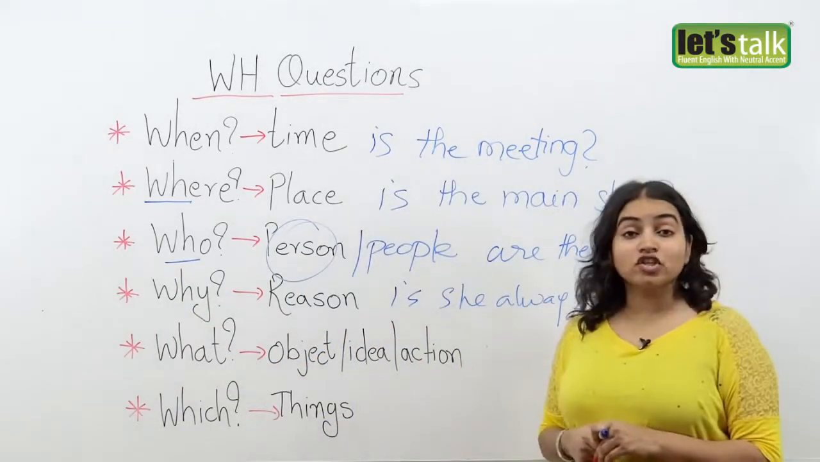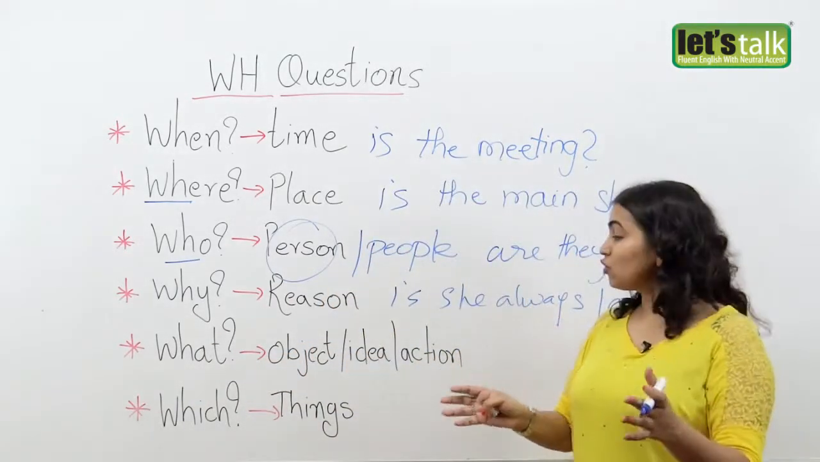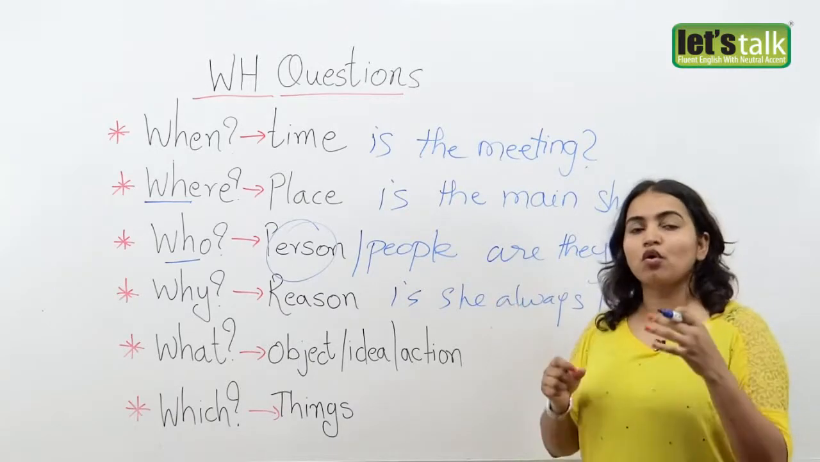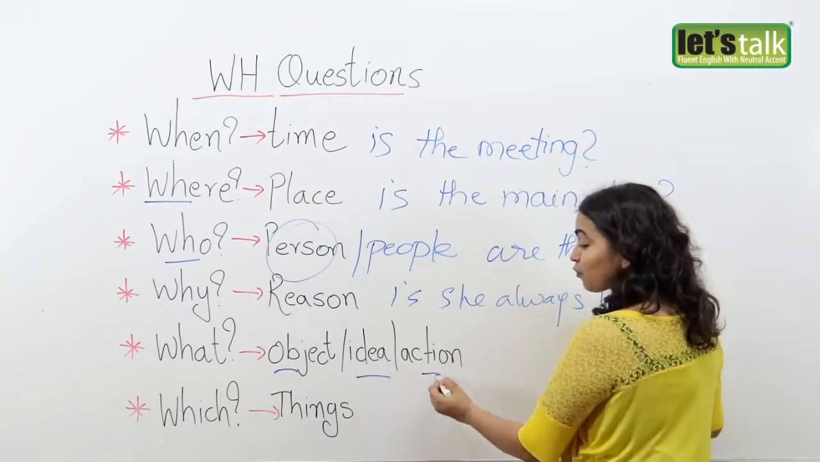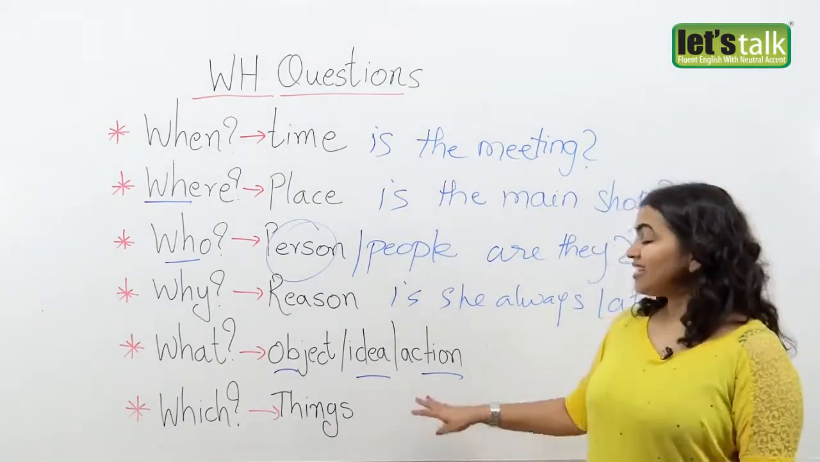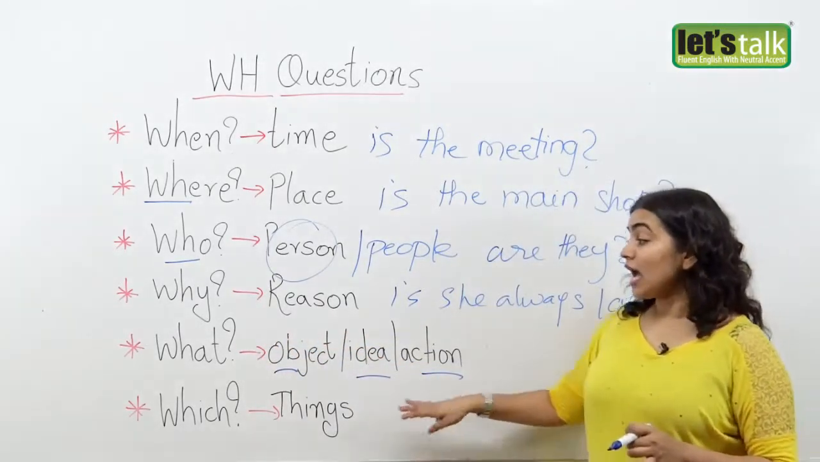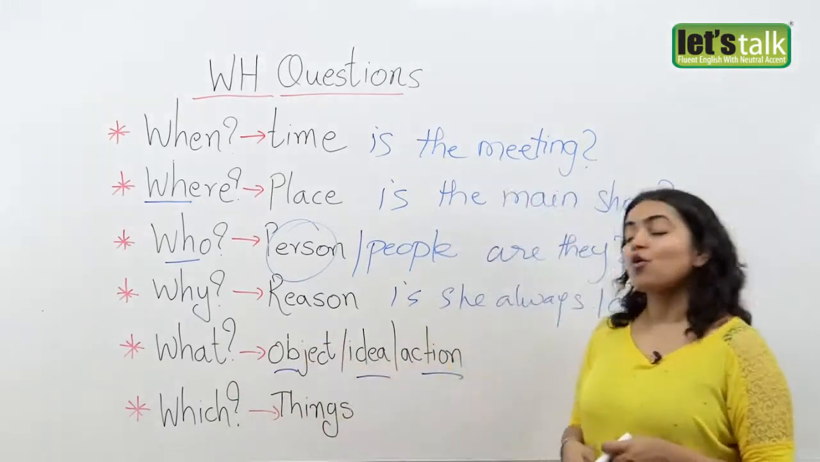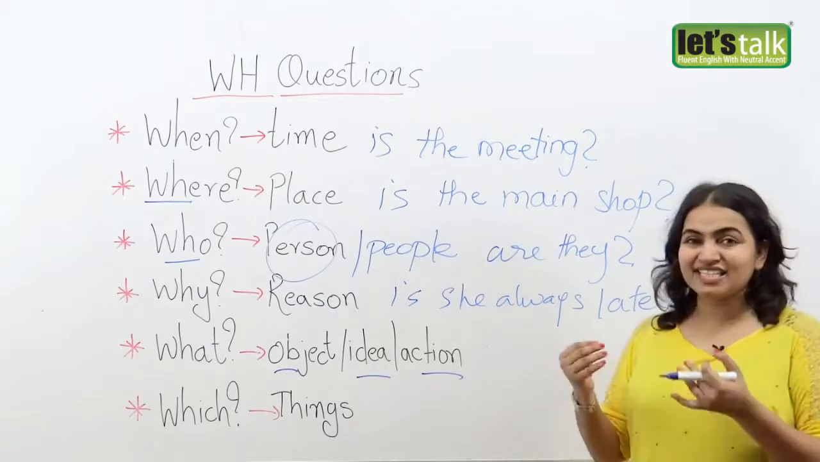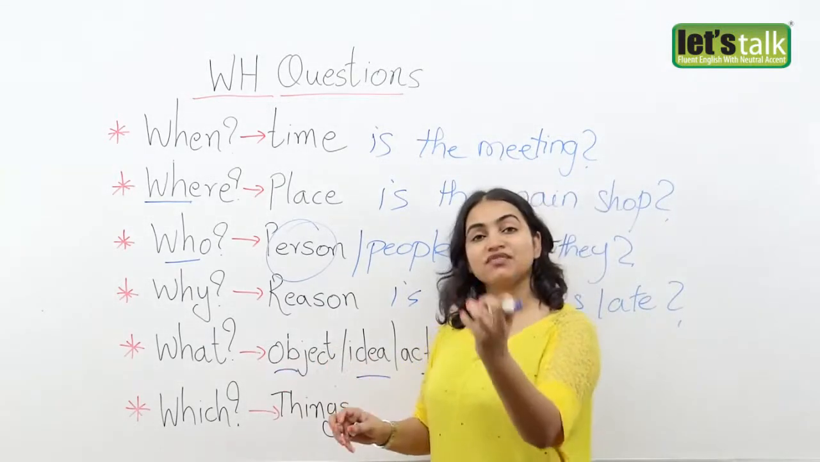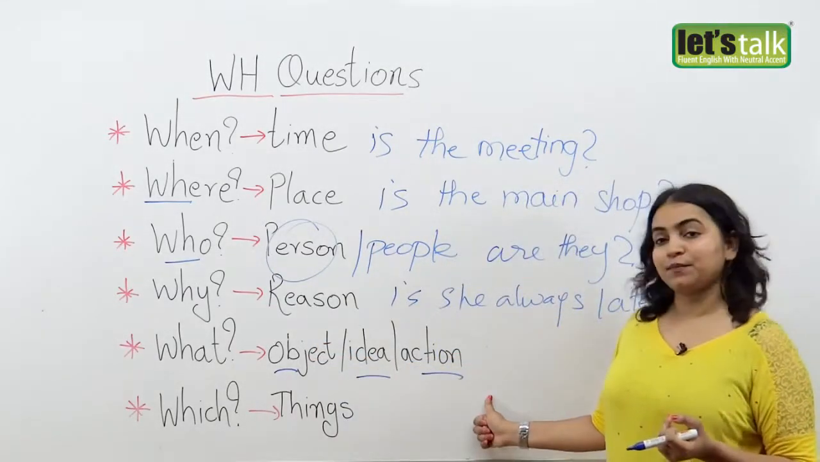Our next WH question is what. Now the question what always denotes or gives you information about an object, an idea, or an action. So let's deal with each of these parts at a time. So if I'm talking about an object, I could say, what is she doing? Or what is she eating? We're talking about a specific thing that a person is doing. So it could be an object or an action.